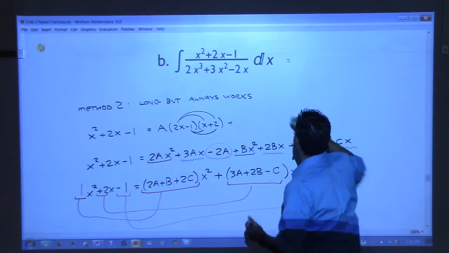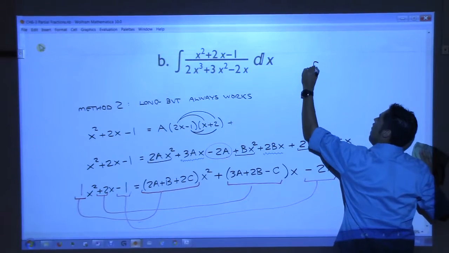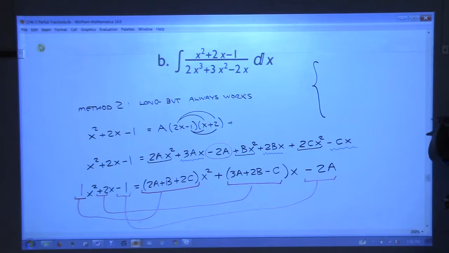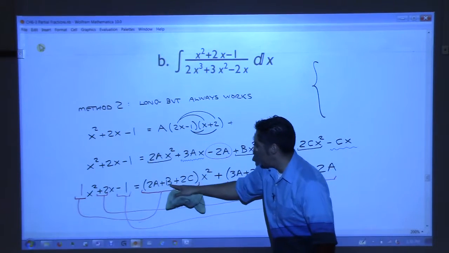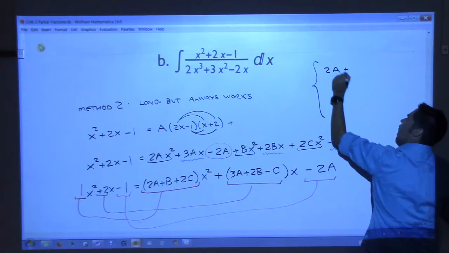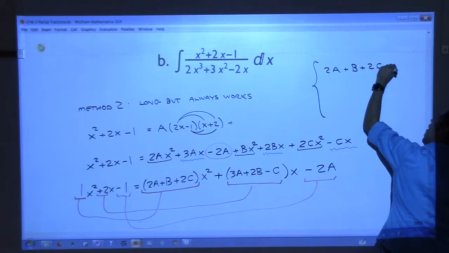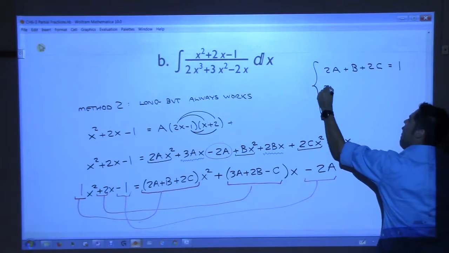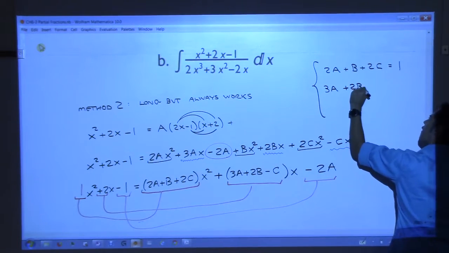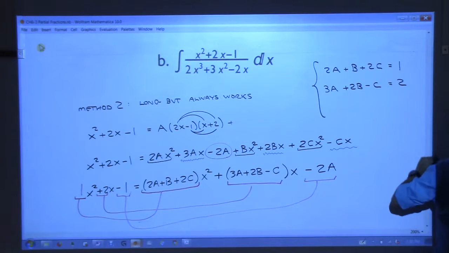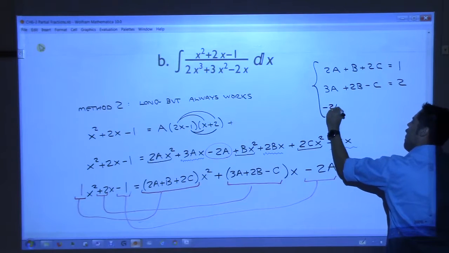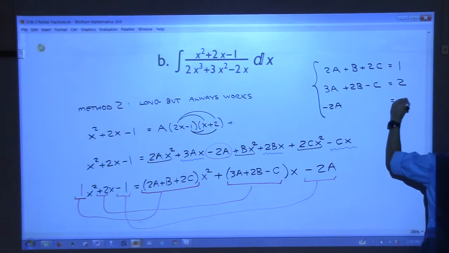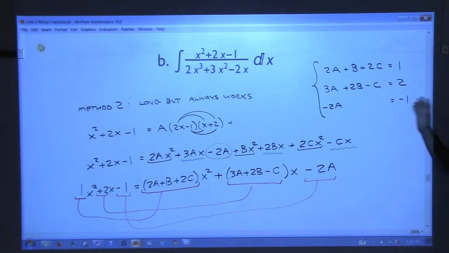I guess I'll put that right here. So I have a system of equations. My system of equations looks like this. We normally use a large brace to represent a system of equations. The first equation is 2a plus b plus 2c equals 1. And then the second equation says that 3a plus 2b minus c must equal 2. And then finally, the last equation says that this, negative 2a, must equal negative 1. 3 equations, 3 unknown variables. And in college algebra, you're supposed to learn how to do that, right?